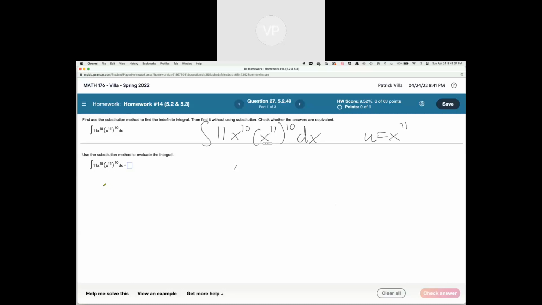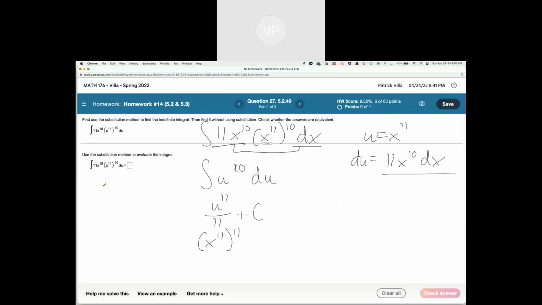But I'm going to do it and show you what we get. du is 11x to the 10th dx. And what's great about this one, as you can see, it's the exact same thing as what we have right here and here. So my problem basically becomes u to the 10th du. All of this becomes the du. So I integrate u to the 11th over 11 plus c and substitute back. This is x to the 11th to the 11th over 11 plus c.